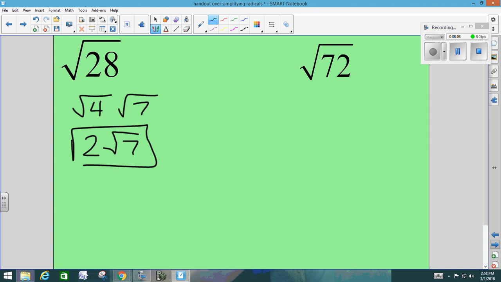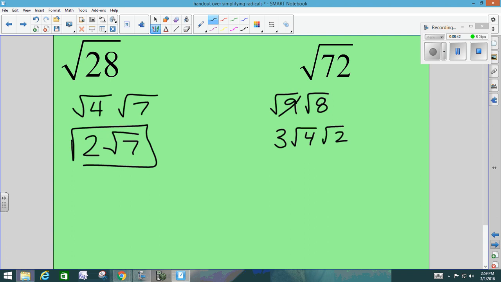Okay, same idea with 72. That's not one of our numbers listed. So you need to find one of those perfect squares that can evenly go into 72. 9. How many times? 8. Okay, what's the square root of 9? 3. Is there a perfect square that can go into 8? 4 can. So I have to keep breaking down 8 then. I have to break that down to 4 and 2.